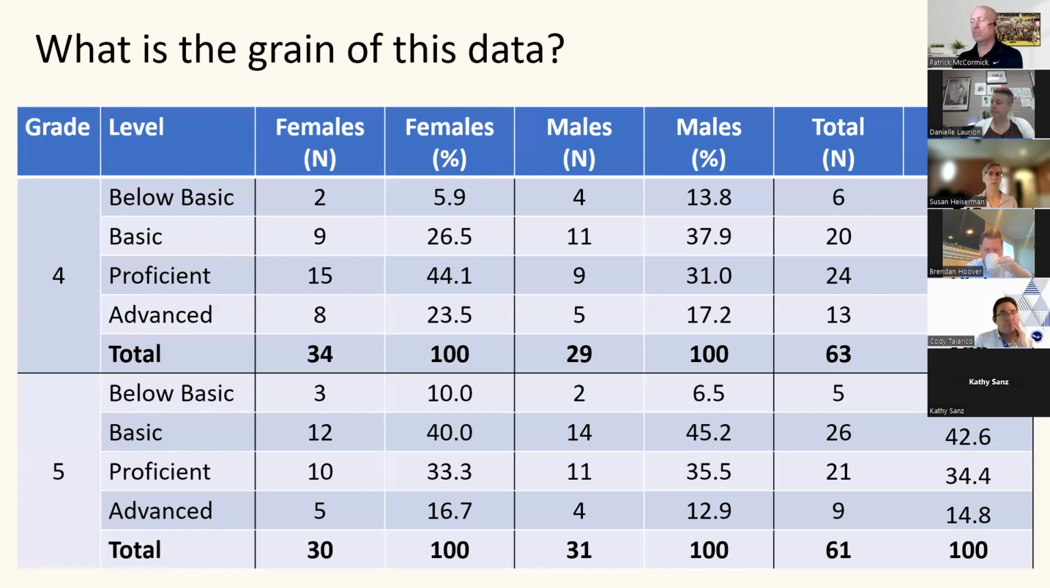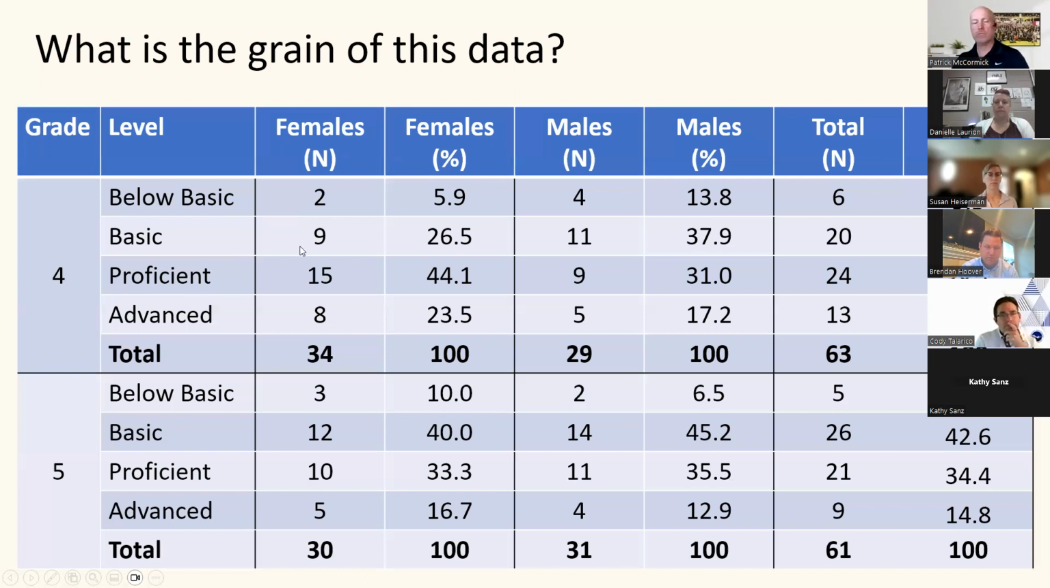But is it all the way down to student level? Would we say this is a student level grain of table, just based on what we're seeing here? I see some head shakes. No, it's not, because although we know the number of students in each of these groups, we don't know which students. I don't have the ability to say who these 2 females who scored below basic in the 4th grade were. So the grain of our table is something like the proficiency level by student gender, but it's not all the way down to the student level.